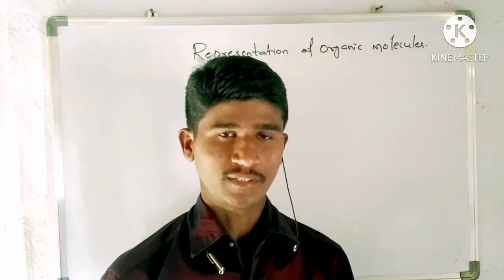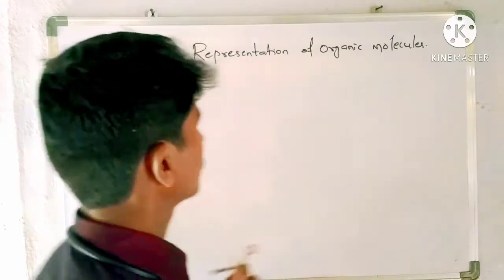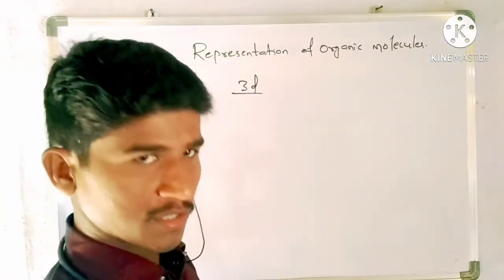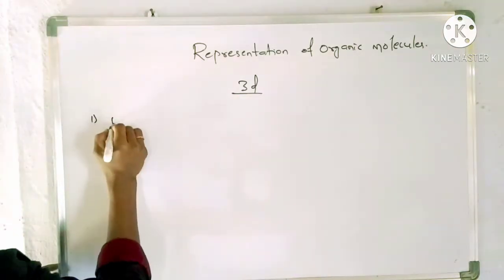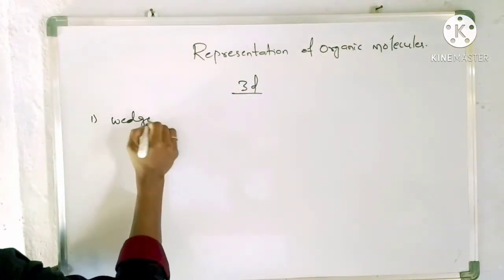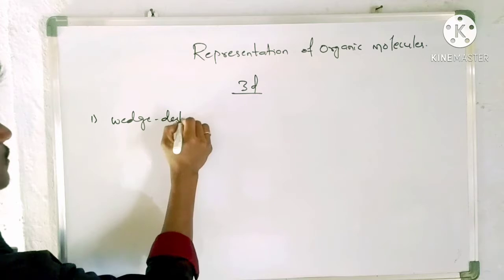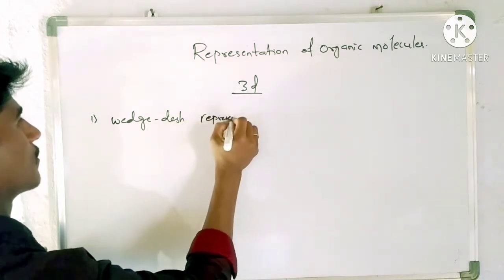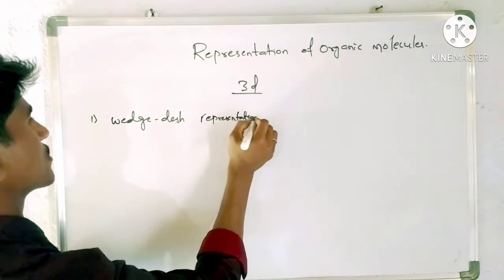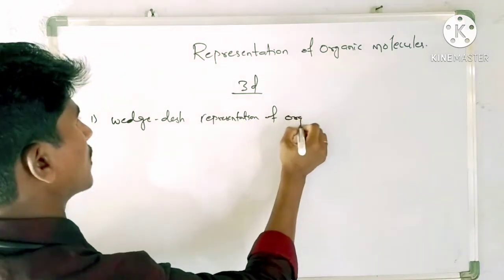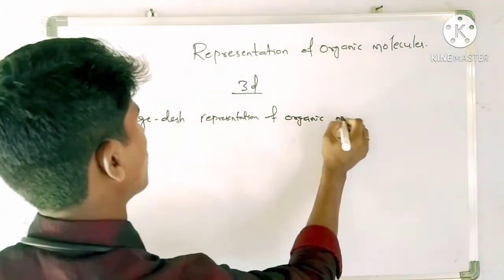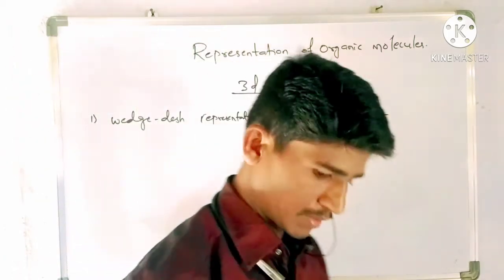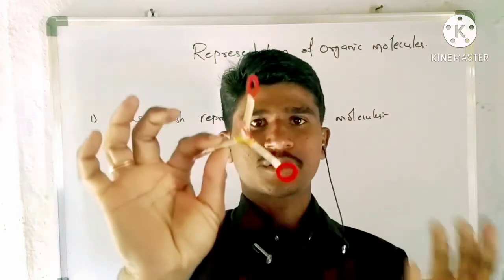Now we will discuss the three-dimensional representation of organic molecules. In there, the first one is the wedge-dash representation. For that, let us take an example, methane. Now this is the structure of methane.